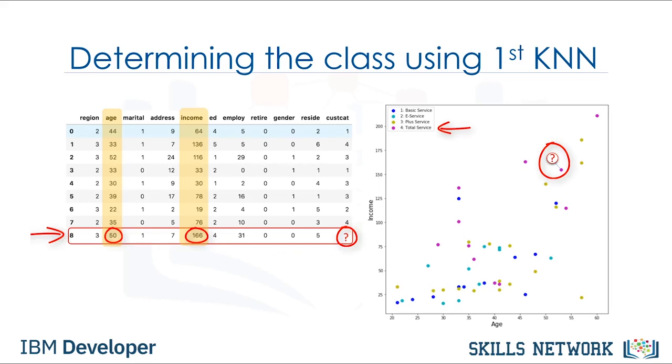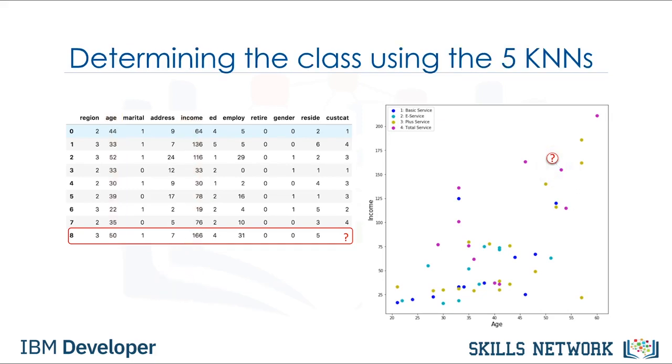Can we also say that the class of our new customer is most probably group 4, i.e. total service, because its nearest neighbor is also of class 4? Yes, we can. In fact, it is the first nearest neighbor. Now, the question is, to what extent can we trust our judgment, which is based on the first nearest neighbor? It might be a poor judgment, especially if the first nearest neighbor is a very specific case or an outlier, correct?